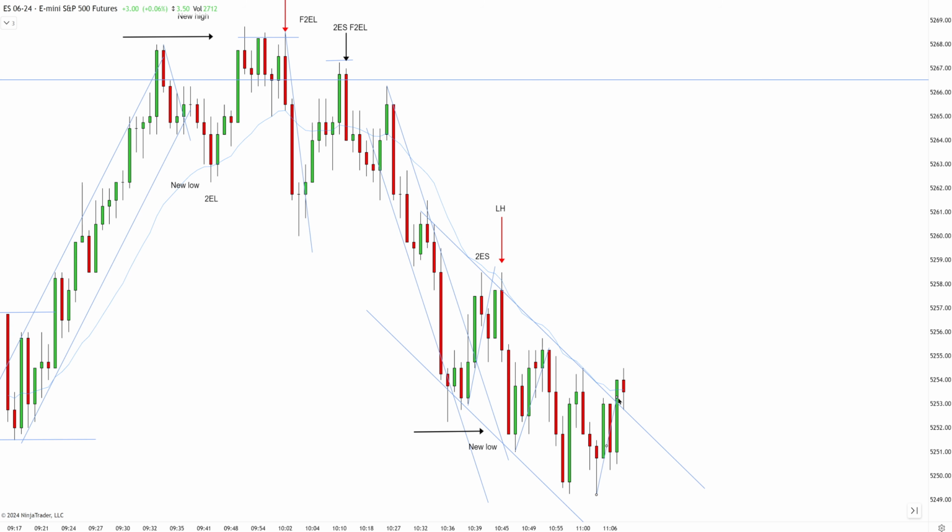We have a new low, first entry short, second entry short, which is also a visual, first entry short, second entry short, kind of a visual like a pullback. We have a double top.